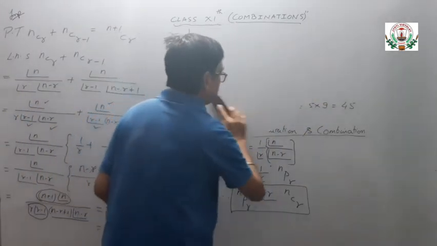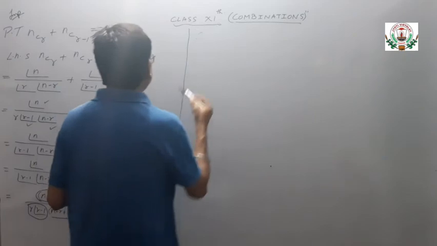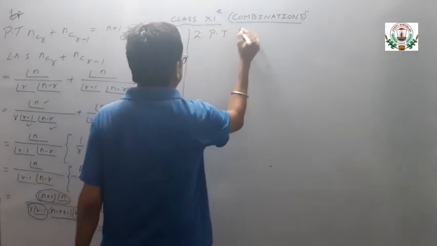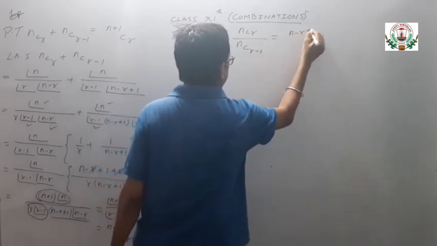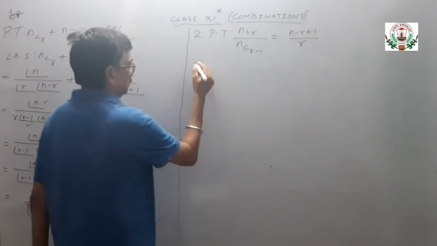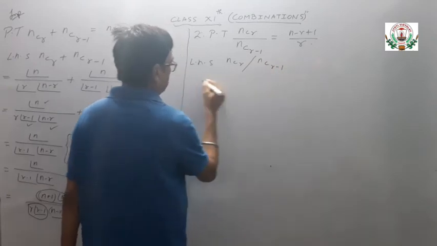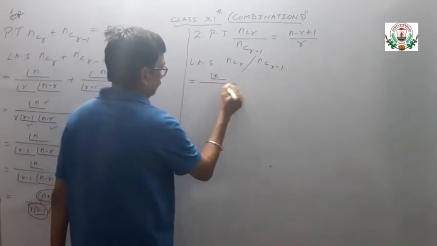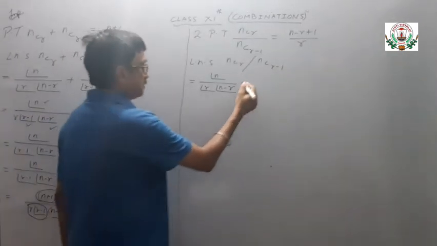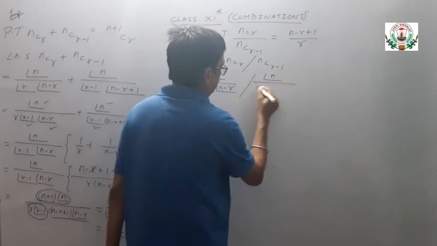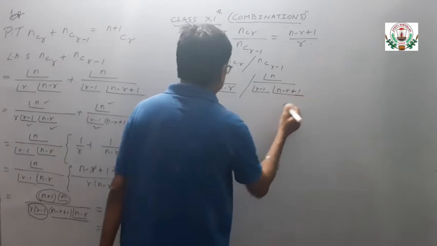Now let's move to the another one. Second one: prove that NCR upon NC(R minus 1) equals N minus R plus 1 upon R. So LHS is our NCR divided by NC(R minus 1): factorial N upon factorial R into factorial N minus R, divided by factorial N upon factorial R minus 1, factorial N minus R plus 1.